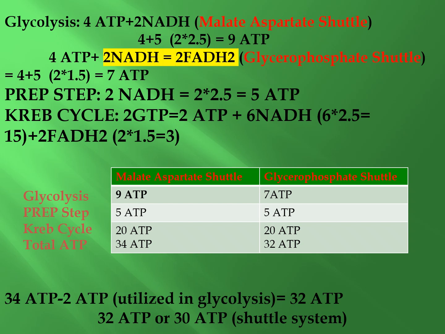Here also I have written overall 10 NADH, so it can be 25 ATP or 23 ATPs. And overall, by making all the calculations, we understood there is a difference of 2 ATPs on the basis of the shuttle system that is used for the transfer of NADH molecules from the cytoplasm of the cell to the matrix of the mitochondria. So that is all for today.